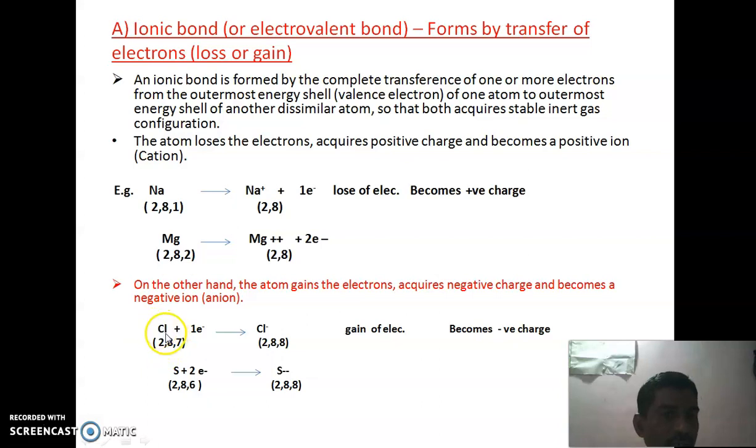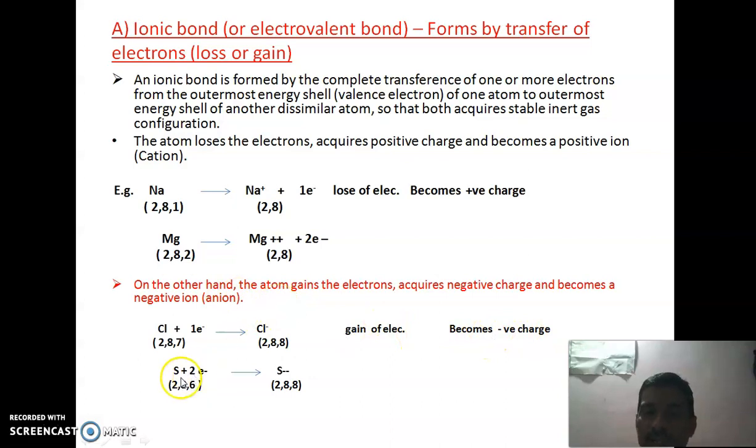Chlorine has atomic number 17 and electronic configuration 2, 8, 7. In the chlorine atom, the outermost orbit has 7 electrons, so it requires 1 electron to attain the stable configuration, and chlorine becomes the chloride ion. That is, gain of 1 electron gives a negatively charged ion, Cl-, an anion.